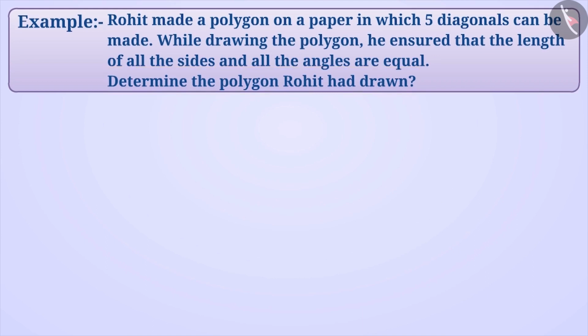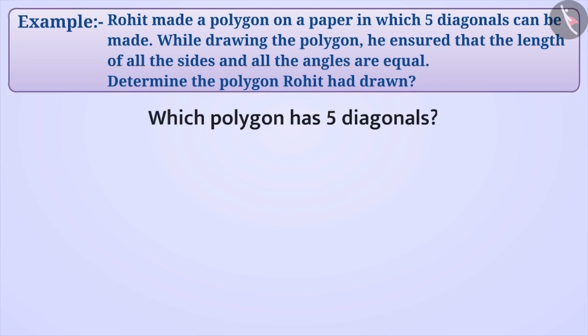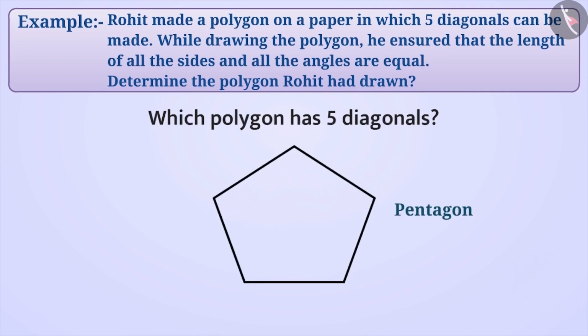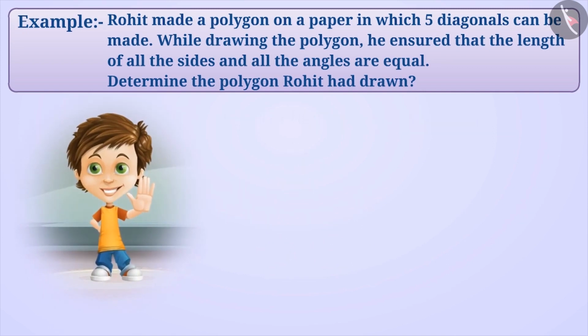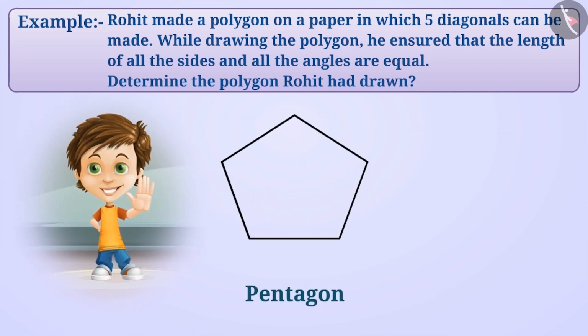To solve this, first we have to find out which polygon has 5 diagonals. Can you tell? Think for a while. Let me tell you, in a pentagon, 5 diagonals can be drawn. Therefore, Rohit must have drawn a pentagon.